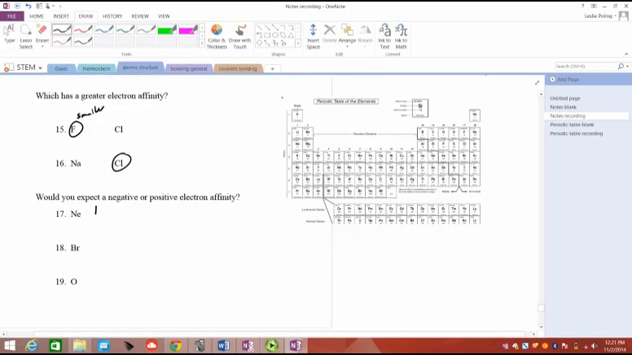We would expect a positive electron affinity from a noble gas, already full. Doesn't want more electrons. We would expect negative from bromine because it only needs one electron for a full level. We would expect a negative for oxygen because it only needs two electrons for a full level.